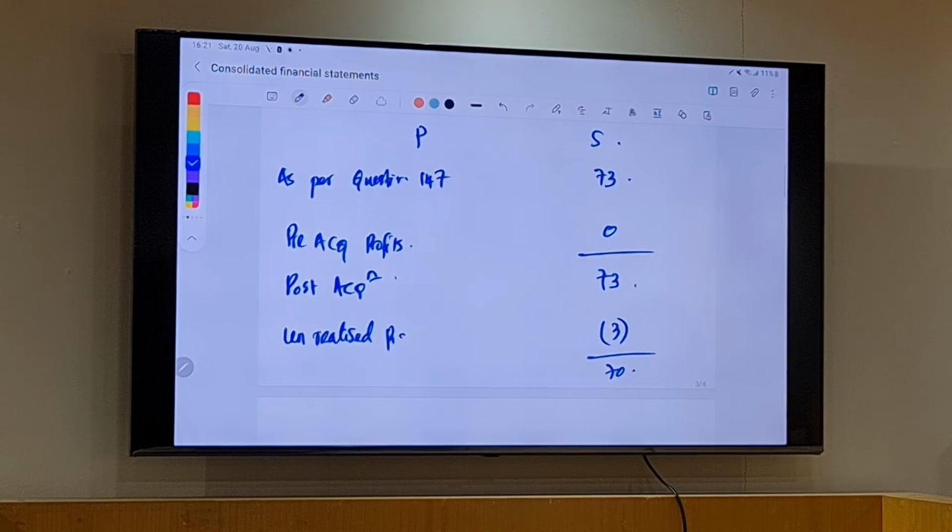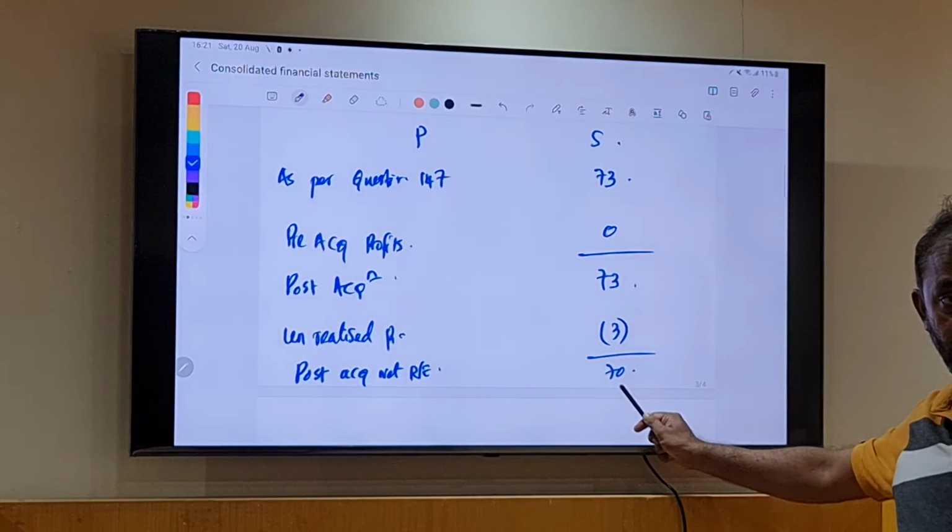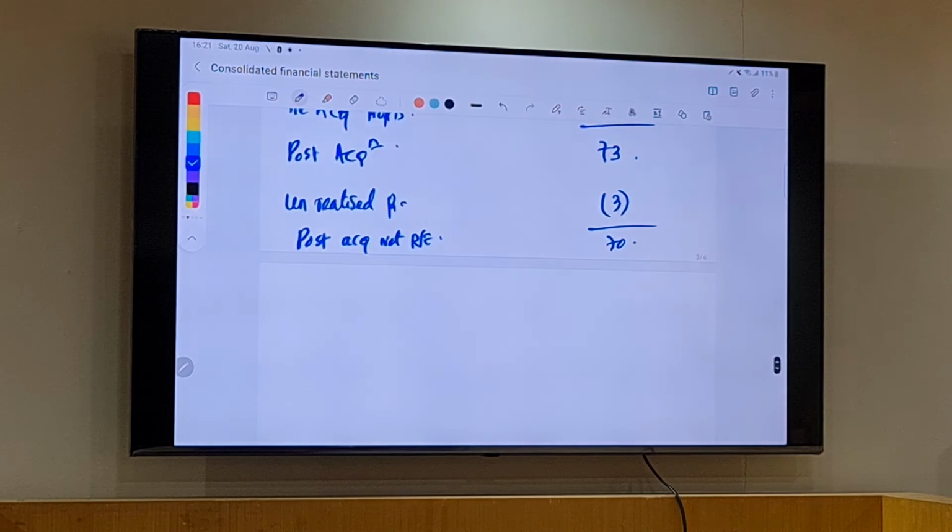70. This is known as post acquisition net return after the adjustment for unrealized profit. So now transfer to group. What is the percentage, 60,000 of 70? How much? 42.